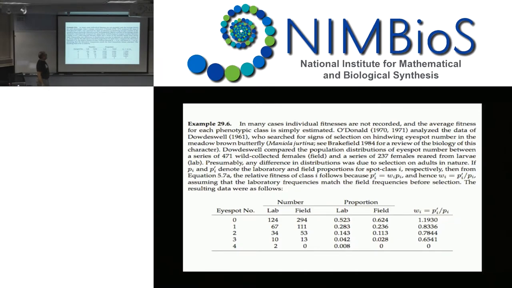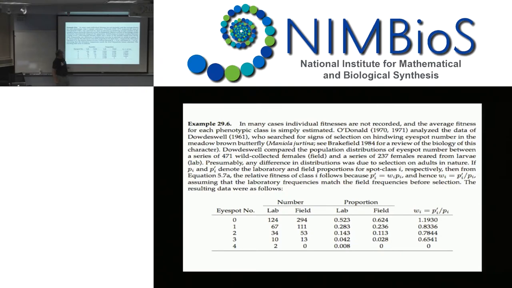So a really interesting data set is the following. If I go in the field and I get a sample of females, here's the distribution for 0, 1, 2, 3, and 4 eye spots. If I take a number of females at random and in the lab, and presumably under similar environmental conditions, that's an assumption, let's assume that's the case, then rear individuals and look at the individuals that hatch, I see this distribution of eye spots. So this distribution is somehow perturbed in the field.